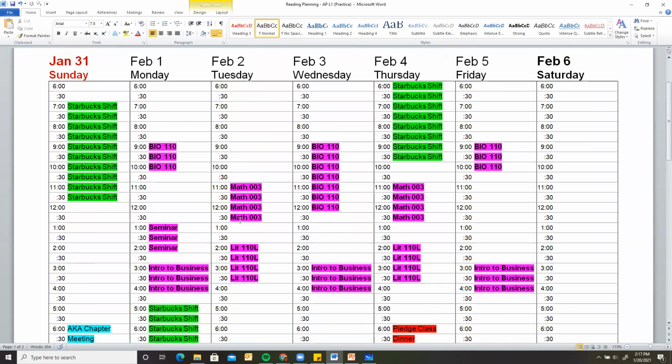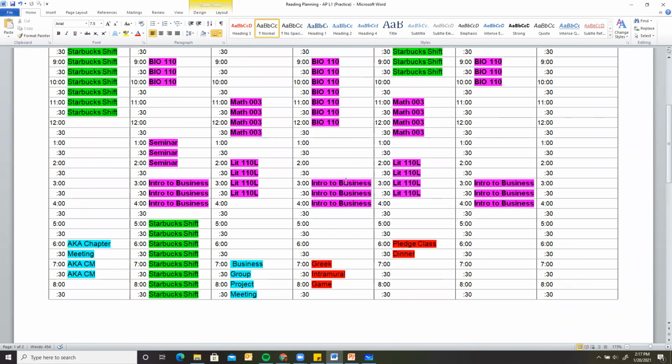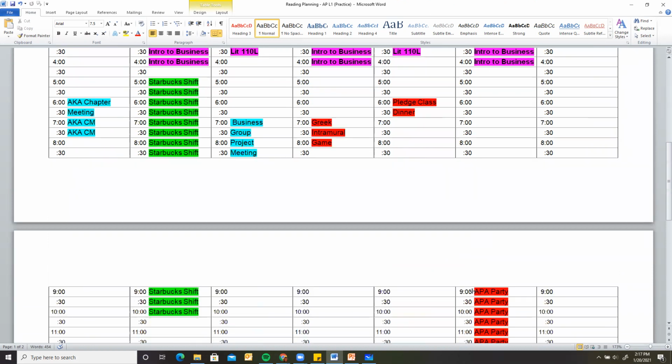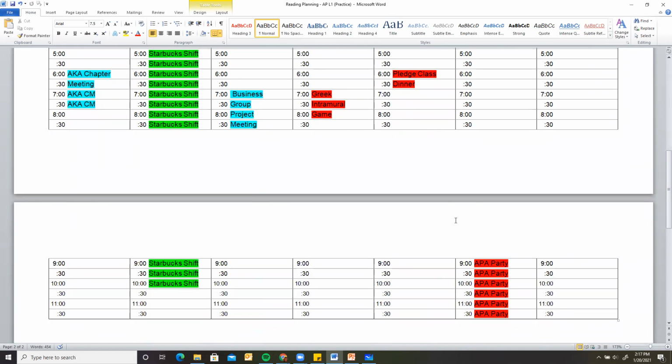So what I've done is I've blocked off all the commitments I already have. My classes are blocked off in pink. My work is blocked off in green. Any meetings I have to attend are in blue. And then any social or fun activities I have for myself are in red. It's important to plan the social time as well, just so you know what you have going on when.